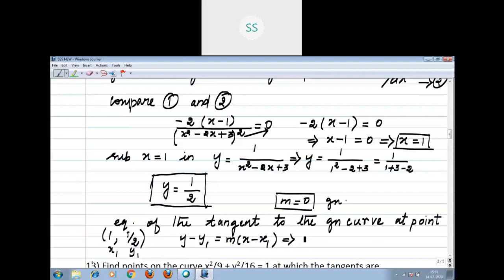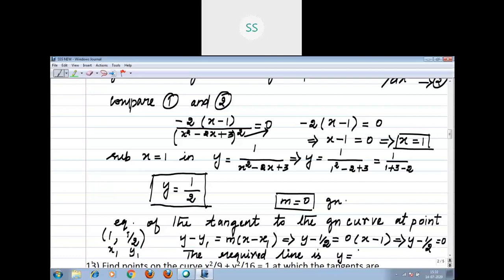It is given. That you are going to substitute here, right? Now, which implies y minus 1 by 2 equal to 0 into x minus 1, right? Your right hand side becomes 0, which implies y minus 1 by 2 equal to 0. Now, what is the solution? The required line is what? You shift the constant to the right side. What is it? y is equal to 1 by 2.